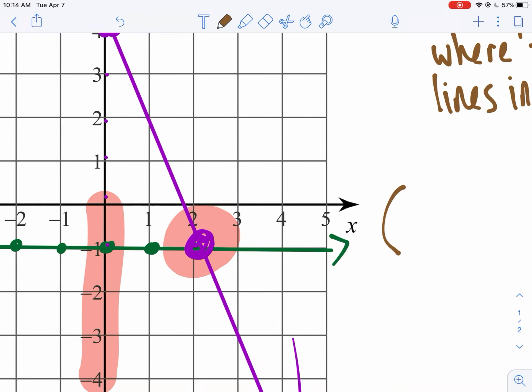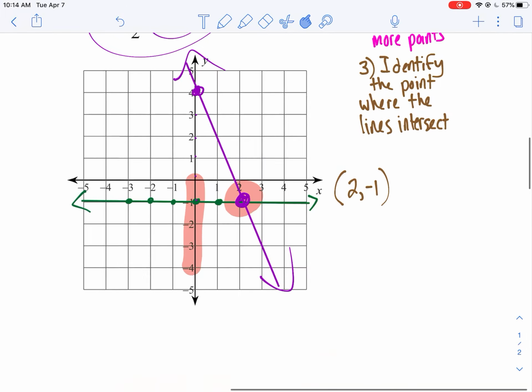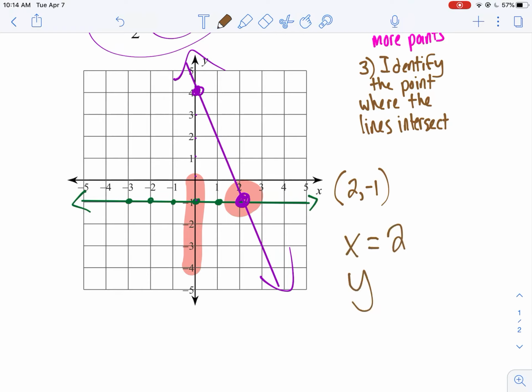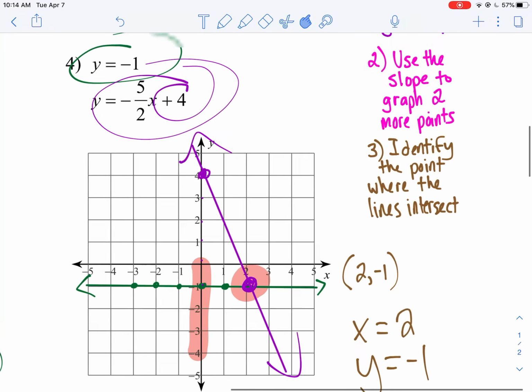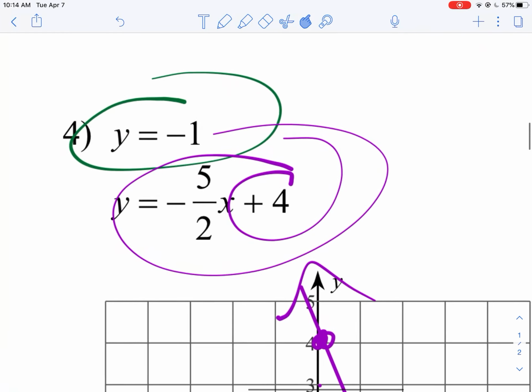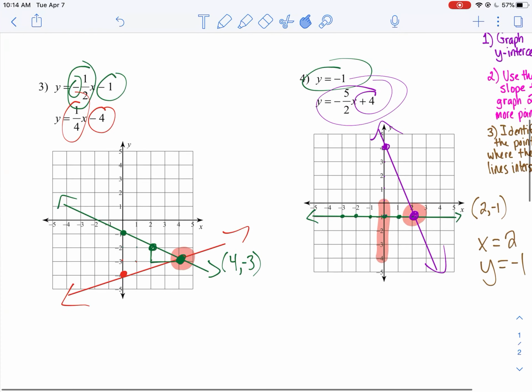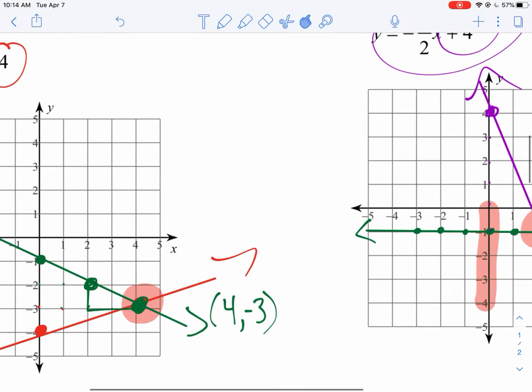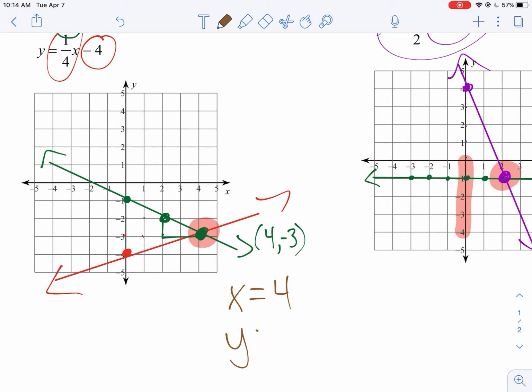So I have to write my ordered pair, which would be on the x-axis, I'm looking at 2. The y-axis, I'm looking at -1. I could even rewrite this, and this is probably a good idea to get into this habit. X equals 2, y equals -1. That's the solution to this system. What that means is I can plug in 2 and -1 into both of these, and it's going to work. Over here, what it's telling me is I can plug in 4 for x and -3 for y in both of these equations, and it's going to work.